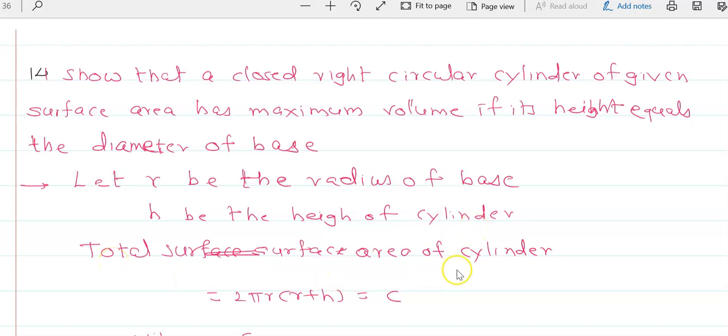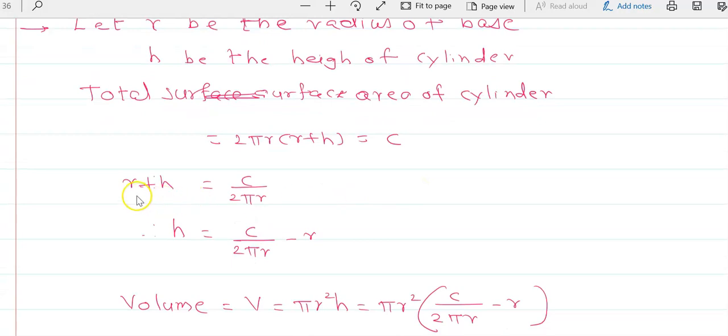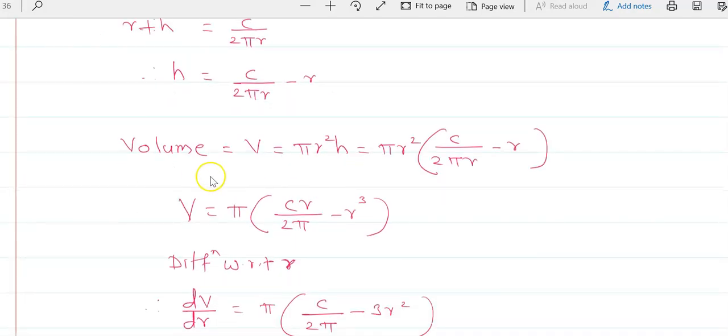The total surface area of the cylinder is equal to 2 pi r (r plus h). This is the total surface area of the cylinder, call it c. Now from 2 pi r (r plus h) equals c, r plus h is equal to c upon 2 pi r. Therefore, h is equal to c upon 2 pi r minus r. Now the volume of the cylinder, v, is equal to pi r squared into h. Here we substitute the value of h, that is c upon 2 pi r minus r.